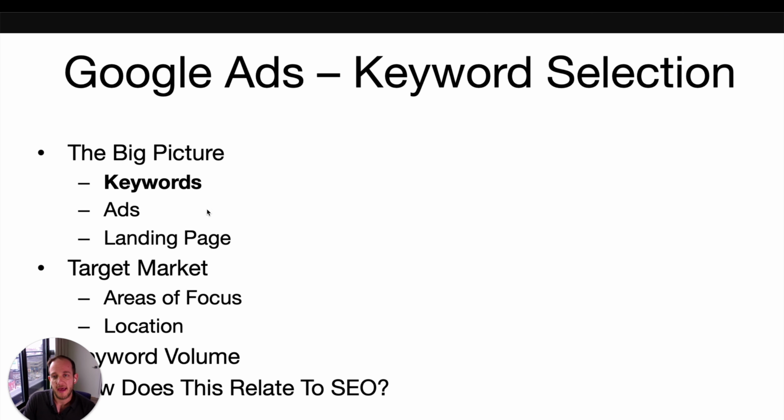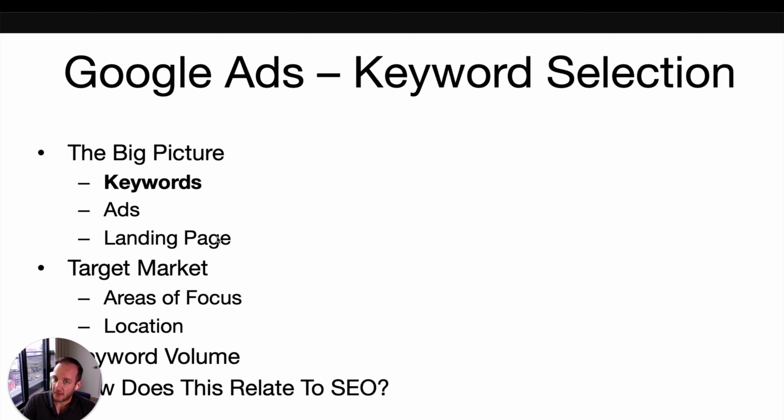Before we do that, let's take a step back and talk about the big picture. What are the key components of a successful Google Ads campaign? Those are the keywords, that's what people are searching for. The ads, those are what people see and click on to come to your website. And the landing page, that's where people end up on your website, so that they can learn more about your business and hopefully reach out to you. Those are the three main elements that you need to get right.